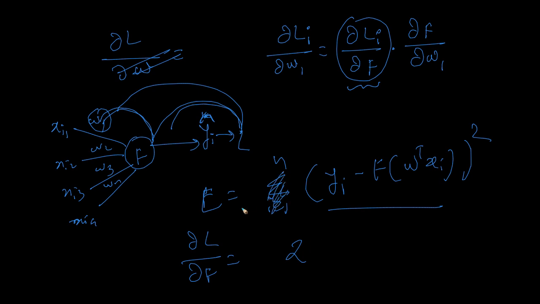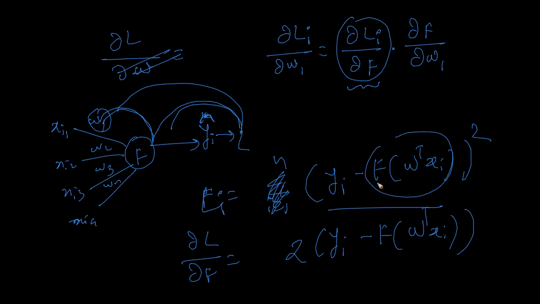So dou Li by dou F is equal to 2 times, in the derivative this power comes down, 2 times (yi minus f of W transpose xi), right? And now we will differentiate this term also. The derivative of the first term will be 0, and for this term it will be -1, because this is f and we are differentiating with respect to f. Differentiation of f with respect to f will be 1. Because of this minus term, we will have this minus sign here.